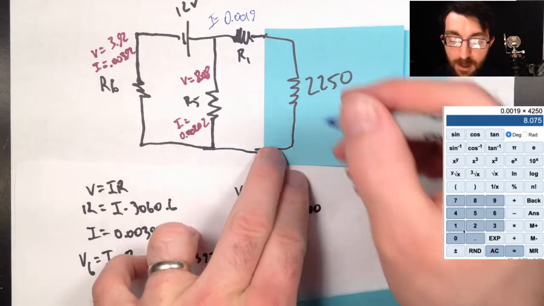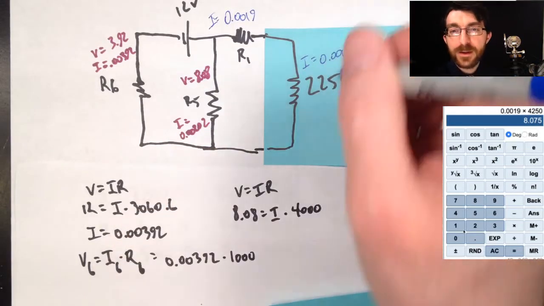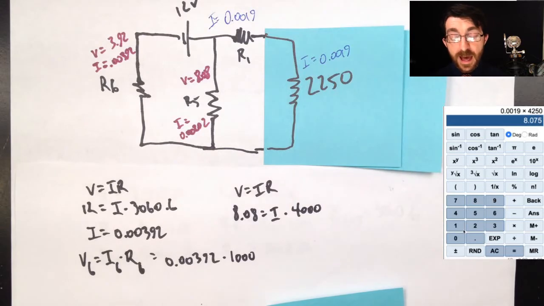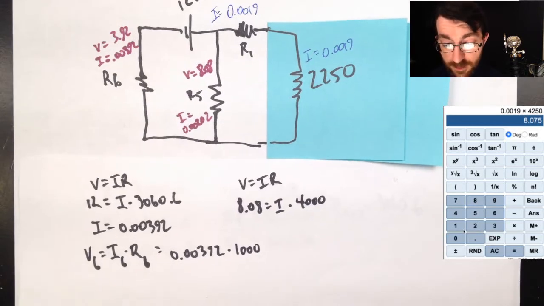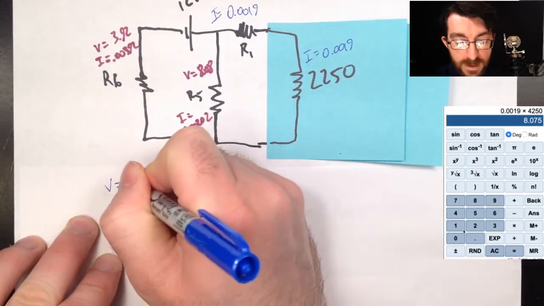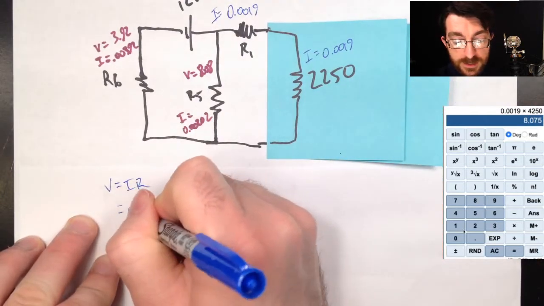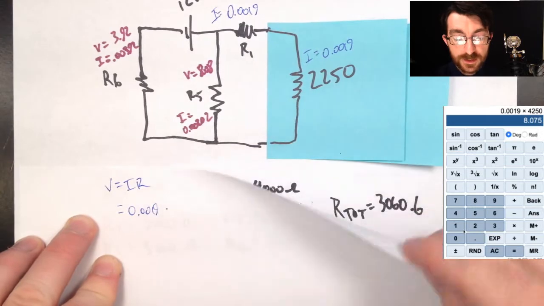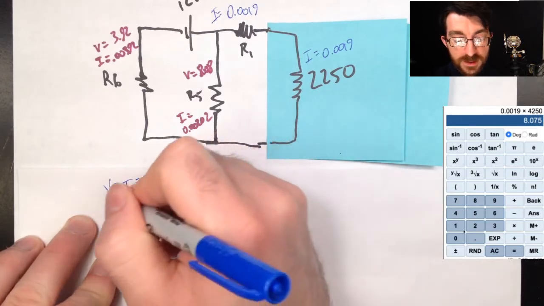The current here must also still be 0.0019. It can't help but be the same because they are in series. However, the voltages are different now, and we can use Ohm's law to figure out the voltages. So let's go ahead and do that. I'm going to need some fresh paper. So first off, V equals IR. Let's do this for resistor 1 first. We know the current, 0.0019. We also know the resistance. The resistance of resistor 1 is 2,000. That should tell us V.